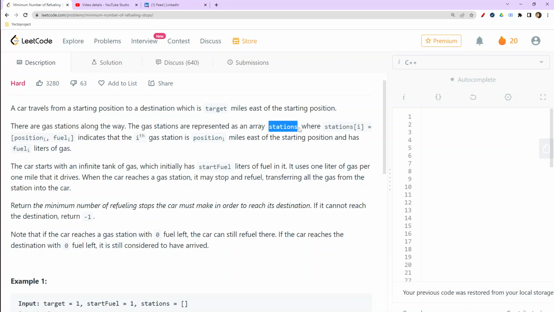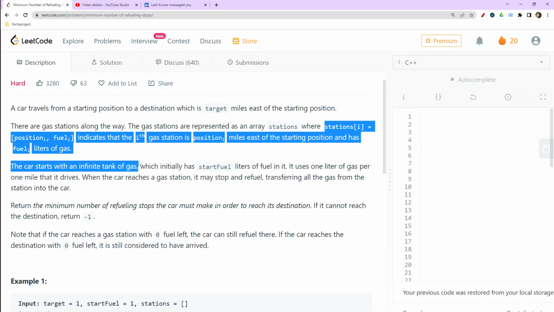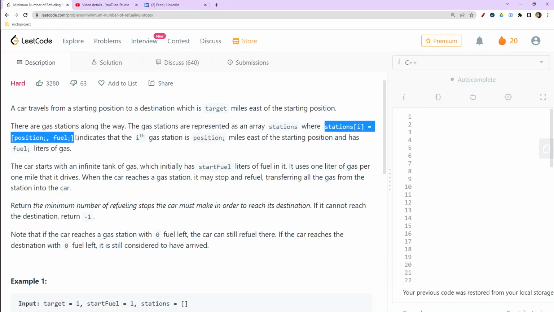Basically, this would be a 2D array or 2D vector, meaning a 2D data structure, in which if we consider the inside one, then that particular vector or array would be something like this: stations[i] = [position_i, fuel_i], where position_i simply represents how far it is from the starting position, and fuel_i simply represents how much fuel it can add to our car for getting ahead.